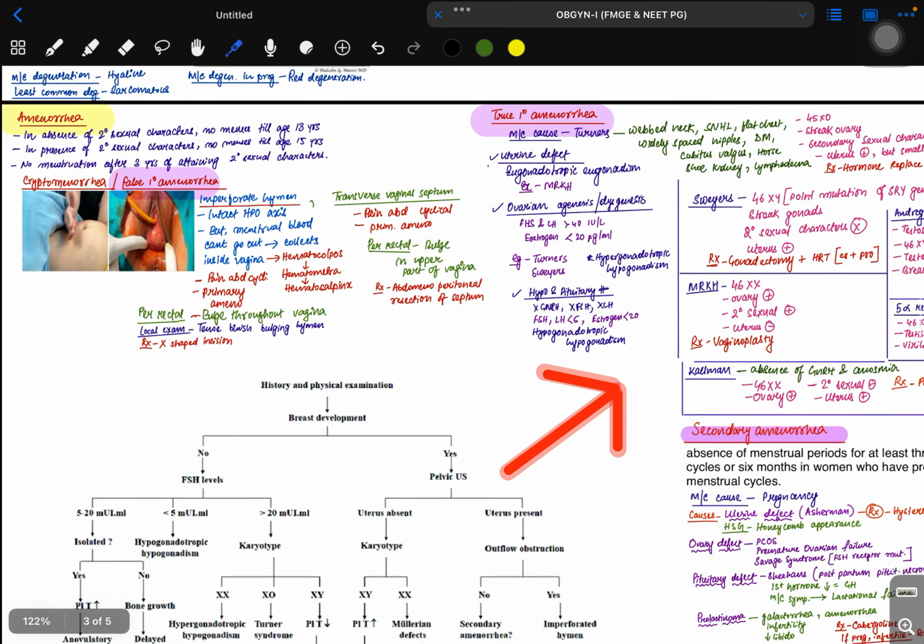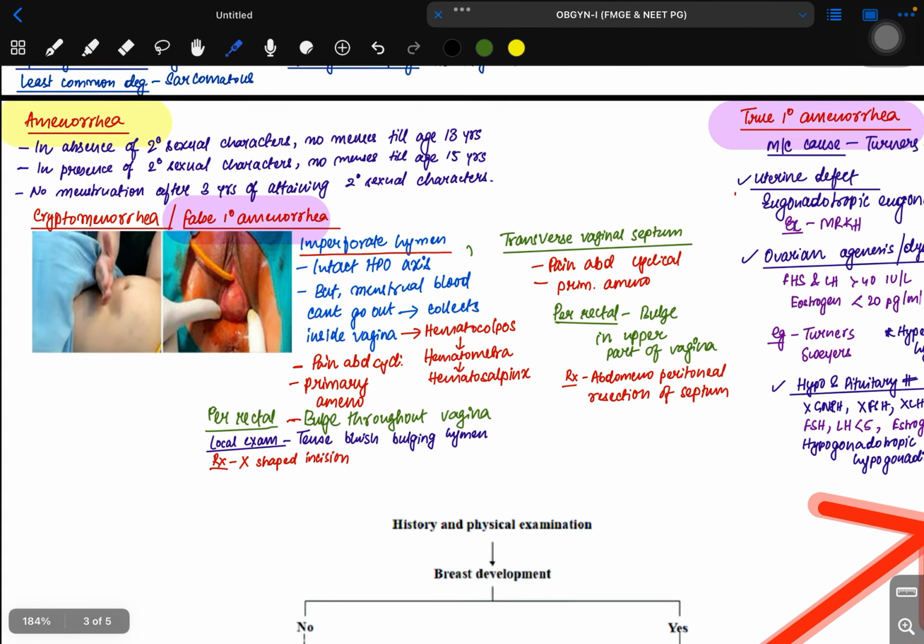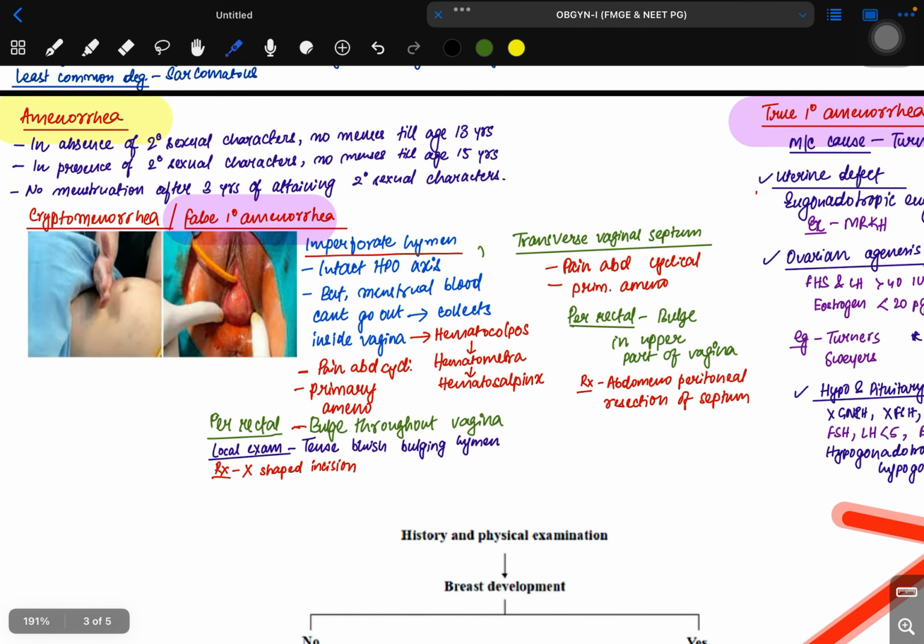Now coming to a very important topic, which is amenorrhea. So what is amenorrhea? In the absence of secondary sexual characters, there is no menses till the age of 13 years, or in the presence of secondary sexual characters, no menses till the age of 15 years, or there is no menstruation after 3 years of attaining secondary sexual characters. If any one of these happens, this is known as amenorrhea.